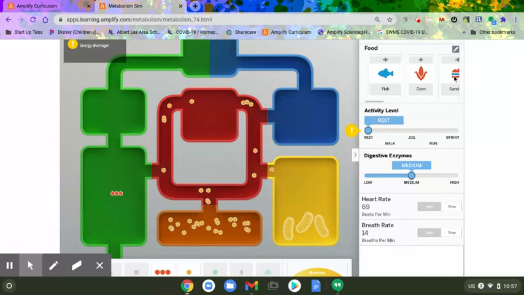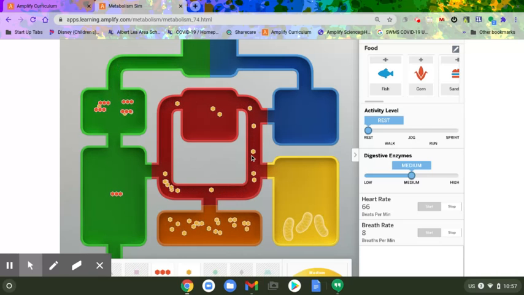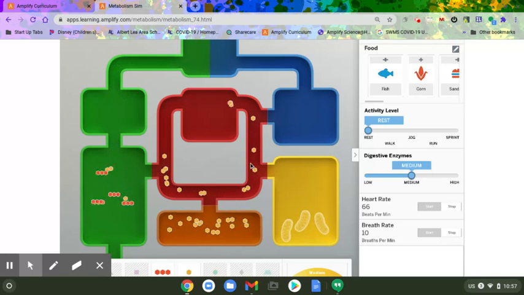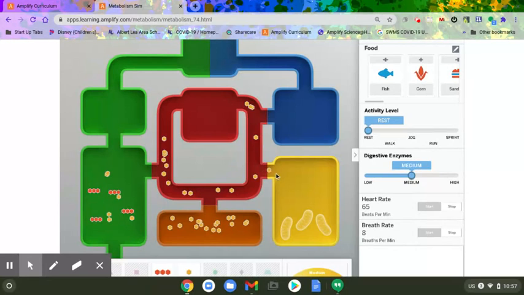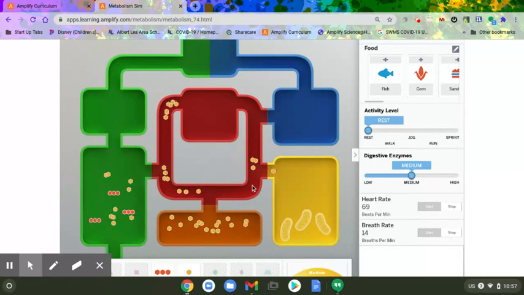I'm going to go ahead and feed it another sandwich since there's an energy shortage. So it's going through the circulatory system. And then, there we go. Now we have a couple entering the yellow section. Don't worry about orange for right now. That's not going to be our focus. But check it out.